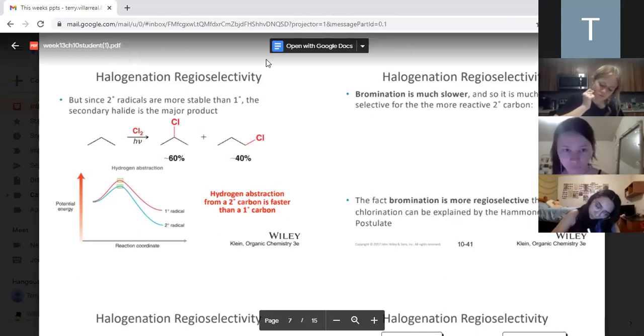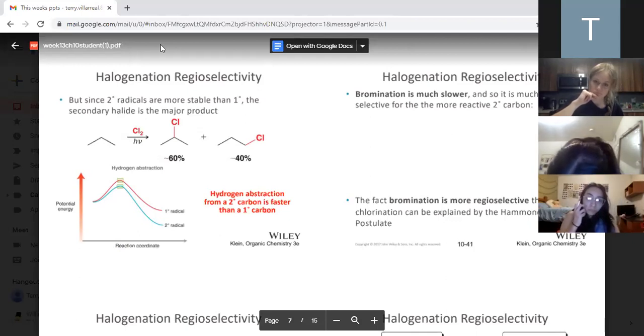However, coming into bromine now, bromine is much slower. And so what's going to happen is that bromine is extremely regioselective, meaning that bromine is going to prefer the most substituted carbon every time. Every time. You will not get a mix of products.